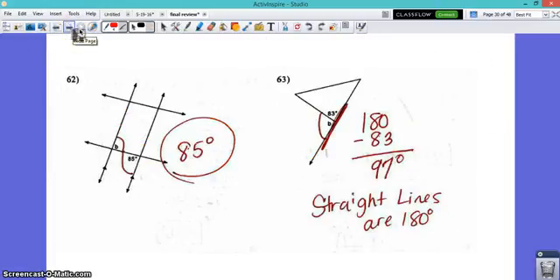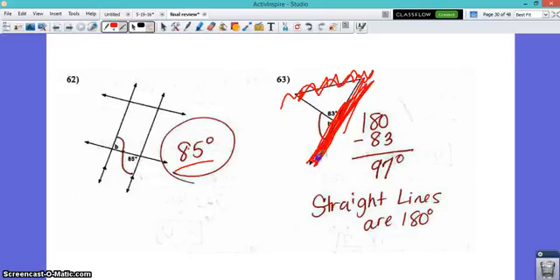62, 63. These are two parallel lines cut by a transversal. These are alternating interior angles that are congruent, and they are 85 degrees. Right here, you don't even need to know anything about that. That's just there to confuse you. But this is a straight line, and all straight lines equal 180. So if you subtracted this 83 from it, you would have gotten 97. So it's just how you want to look at it.